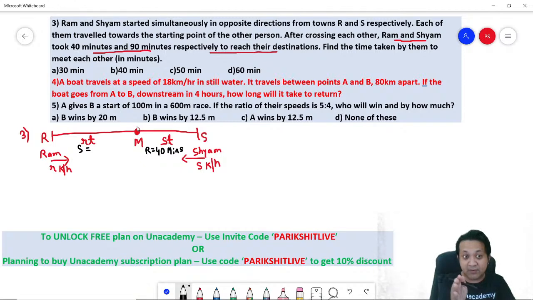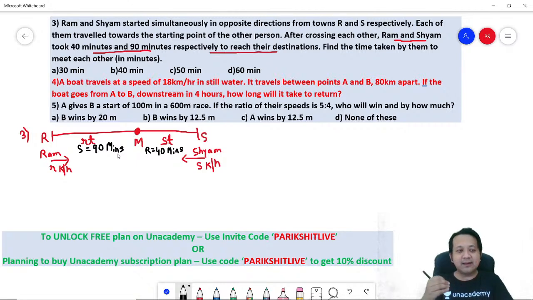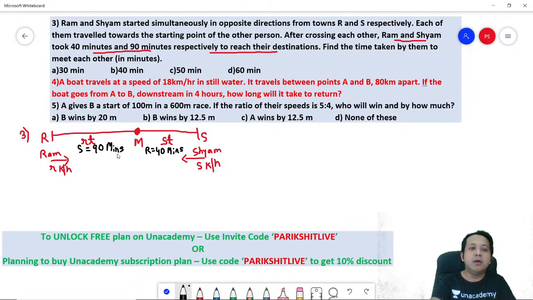Remember, Shyam is moving towards R. So he takes 90 minutes to cover the distance RT. Are we clear on this? Perfect. Now they say, find the time taken by them to meet each other. The data is there. The diagram has been drawn. It's just about solving now. Let's try to frame an equation.